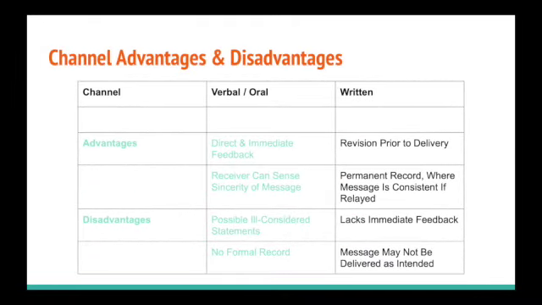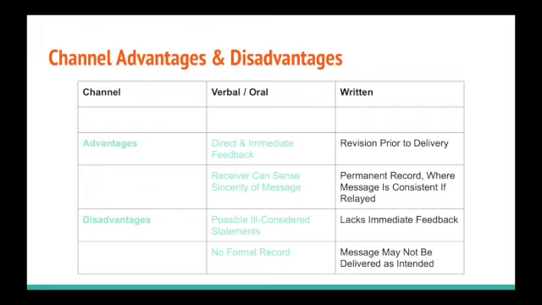Channel advantages and disadvantages. For the verbal and oral channel, the advantages would be direct and immediate feedback, and the receiver can sense the sincerity of the message. And for the disadvantages, there would be possible ill-considered statements and no formal record.